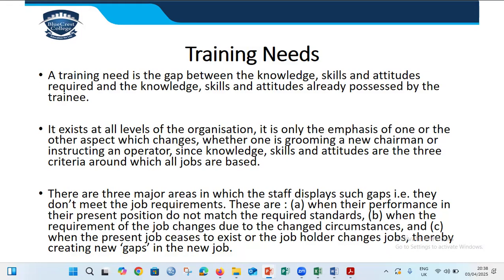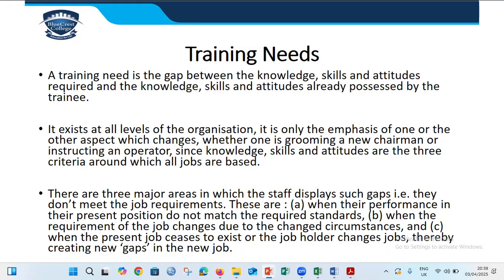Okay. And there are three major areas in which every staff or every employee displays the gaps, all right? Or if we say someone is displaying a gap, what it means is that they are not meeting the job requirements. So the person already has some skills and some expertise, but what you expect them to do is such that what they already have is not able to accomplish what you expect them to do.